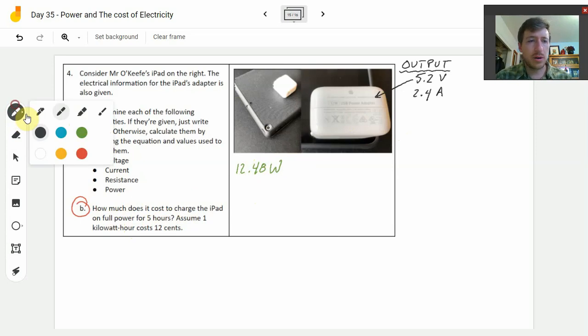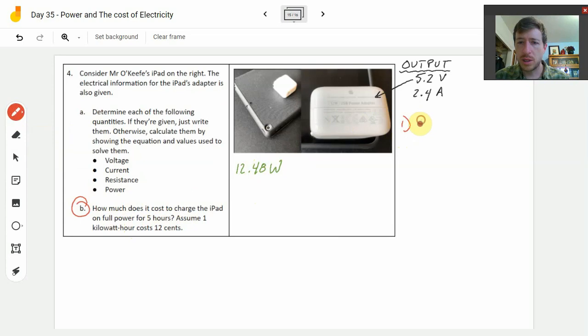So calculating out our cost, once again, number one, we convert our power to kilowatts. So 12.48 watts, right? That's times 1 kilowatt over 1,000 watts. Those watts cancel, and that gives us 0.012, I'm just going to round up at this point in time, 0.0125 kilowatts. All right, so not much in the way of kilowatts in this one.